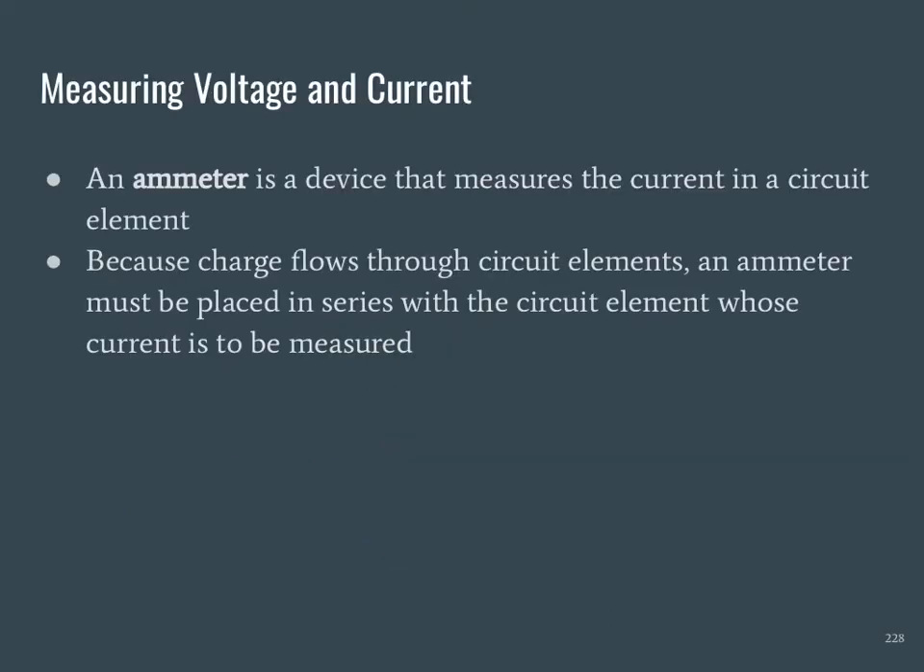So an ammeter, first off, is a device that measures current. Because charge and current flows through circuit elements, an ammeter has to be placed in line or in series with the circuit elements whose current is being measured. And my analogy for this is always the same. If you're next to a stream, you see this stream of water flowing, and you want to know the current of that water, how fast that current is flowing, the best way to do that is to jump into the water. You jump into the water, and that current carries you a certain distance in a certain amount of time. So current has to be measured in line with the circuit.